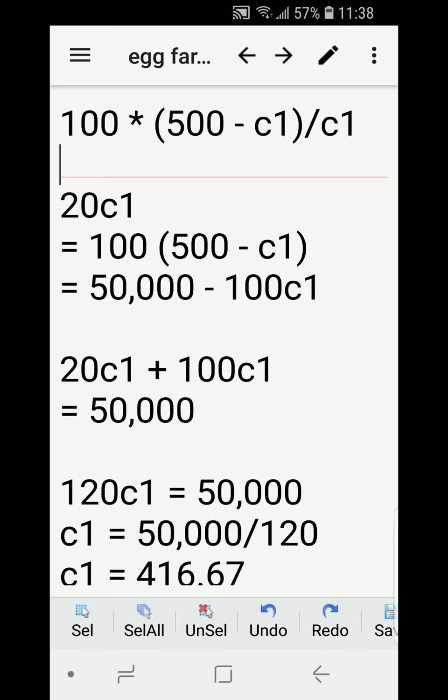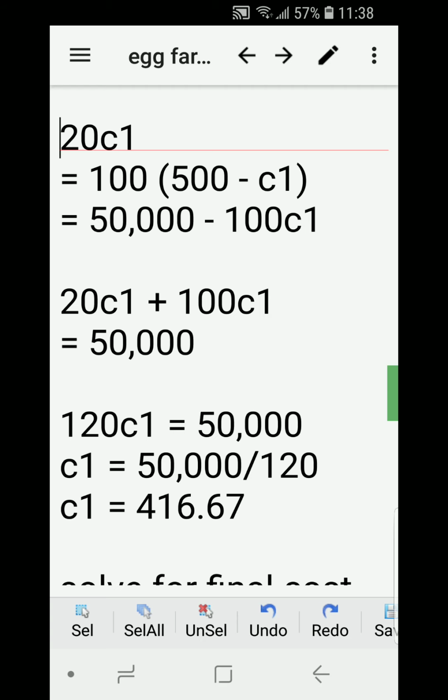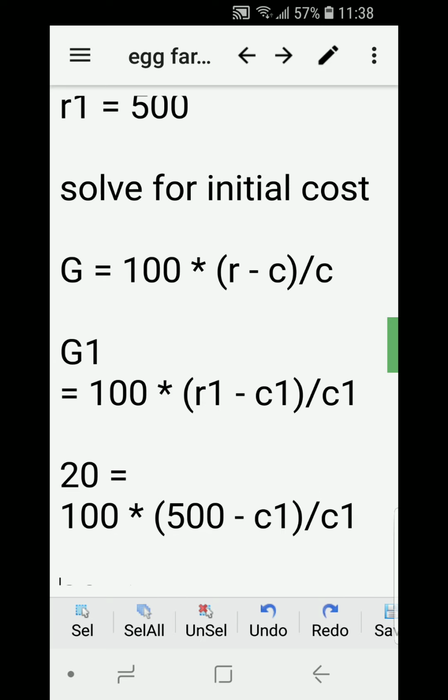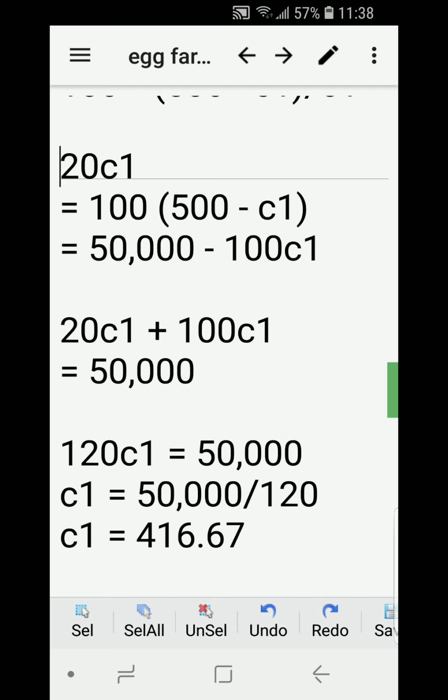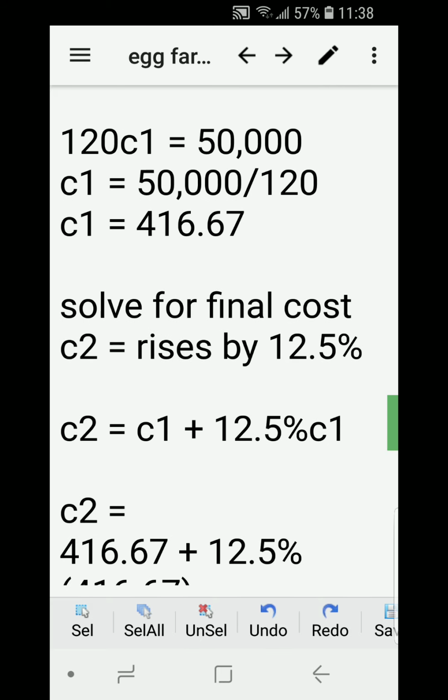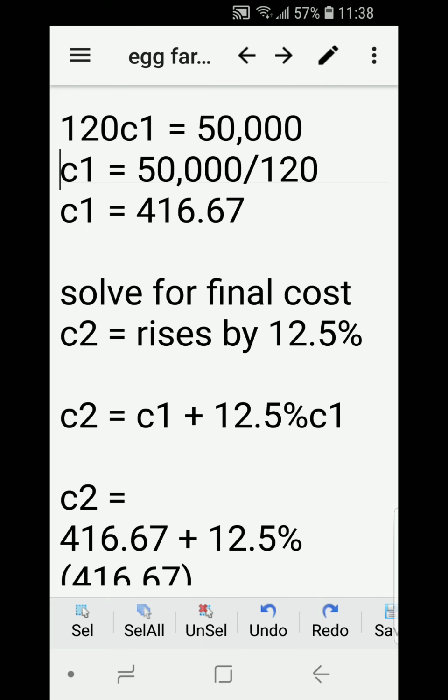Takes a little bit of moving around and simplifying. So we've got C1 is equal to 50,000 divided by 120, and we got C1 as 416.67 pesos. That C1 is our initial cost. Okay, so we've got C1, and now we solve for the final cost.